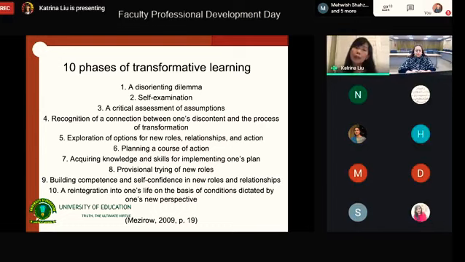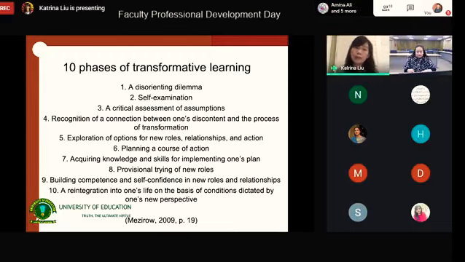Based on a couple of decades of research and teaching, Mezirow identified 10 phases of transformative learning. It started with a disorienting dilemma. This is very similar to what John Dewey calls a puzzle. When we have a dilemma or puzzle, we are more likely to study and think about the basis of those problems, and then to have a self-examination, followed by a critical assessment of assumptions and the recognition of a connection between one's discontent and the process of transformation.